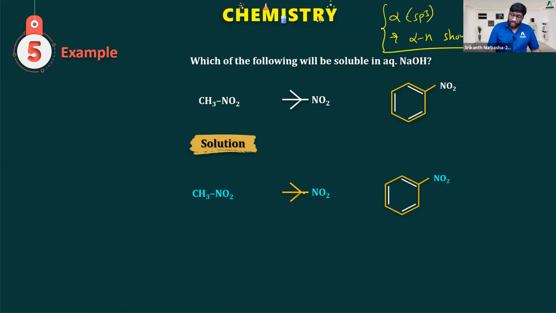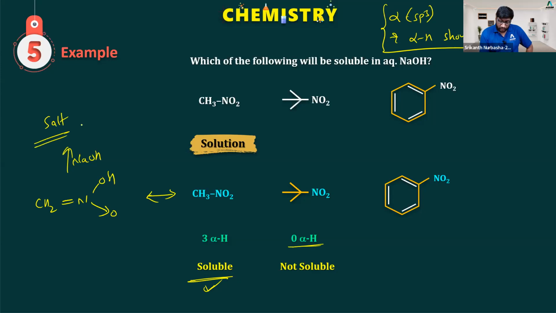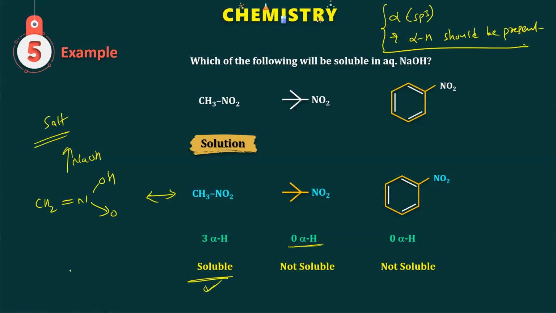CH3NO2. So here you have alpha hydrogens, three alpha hydrogens. So it is soluble. Do you have any alpha hydrogens available in C6H5NO2? No, so not soluble. Because CH3NO2 will form the respective tautomer like this, CH2 double bond N, OH and O. So there is an acidic proton that will react with NaOH, so a salt is going to form. It reacts with NaOH to form the respective salt. Whereas the remaining two are not going to be soluble in aqueous NaOH. Is that clear, students? Yes, sir.